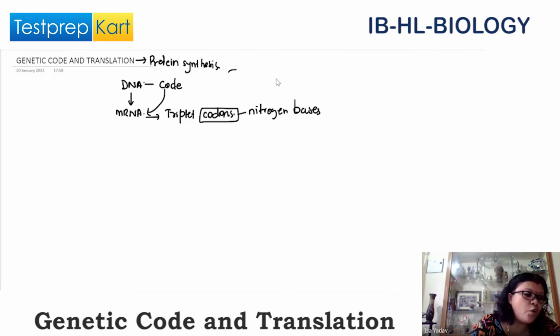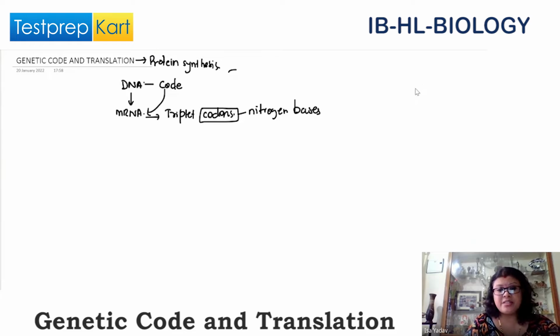So genetic code. How will you define the genetic code? It's a relationship between the sequence of amino acids in a protein chain or a polypeptide chain.